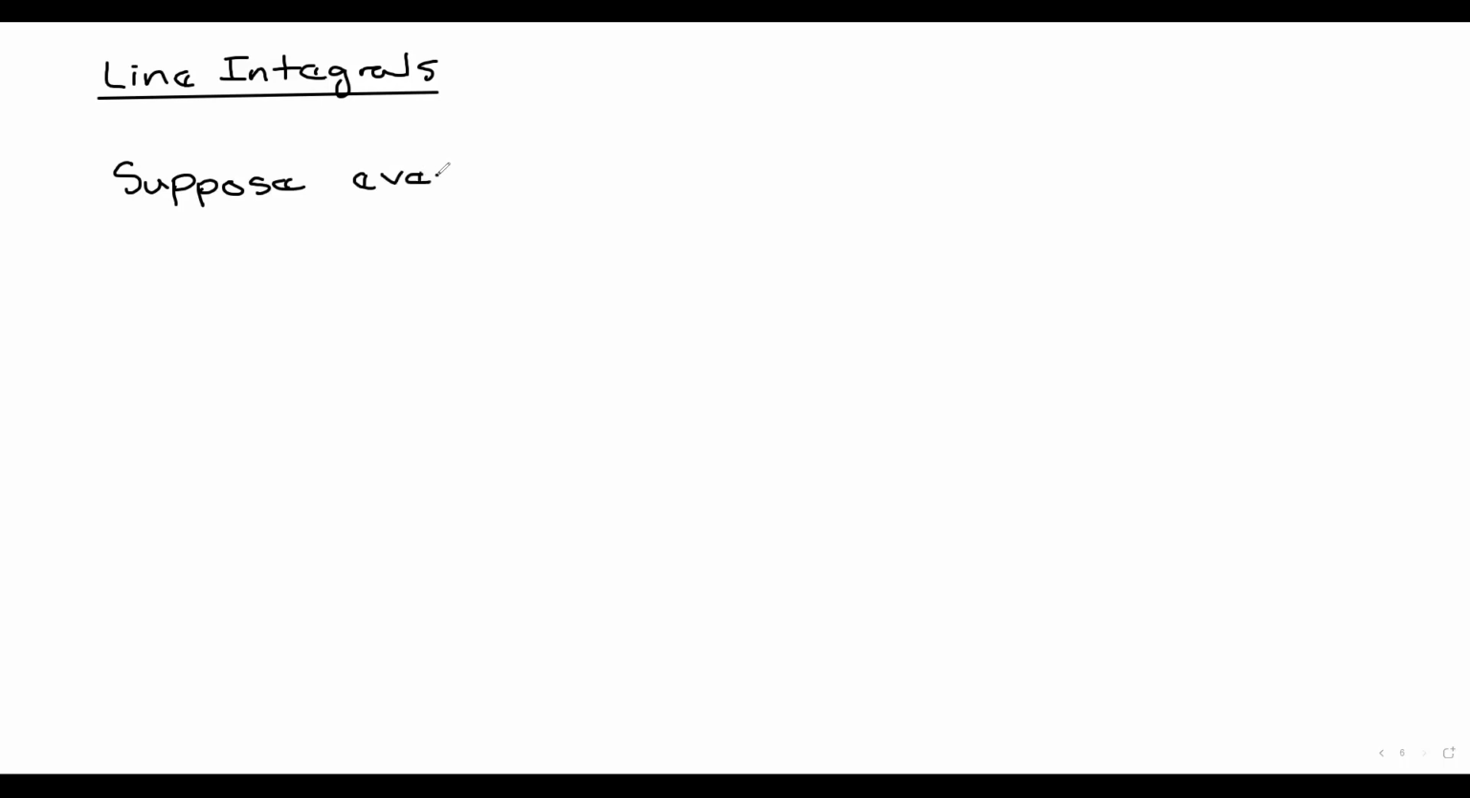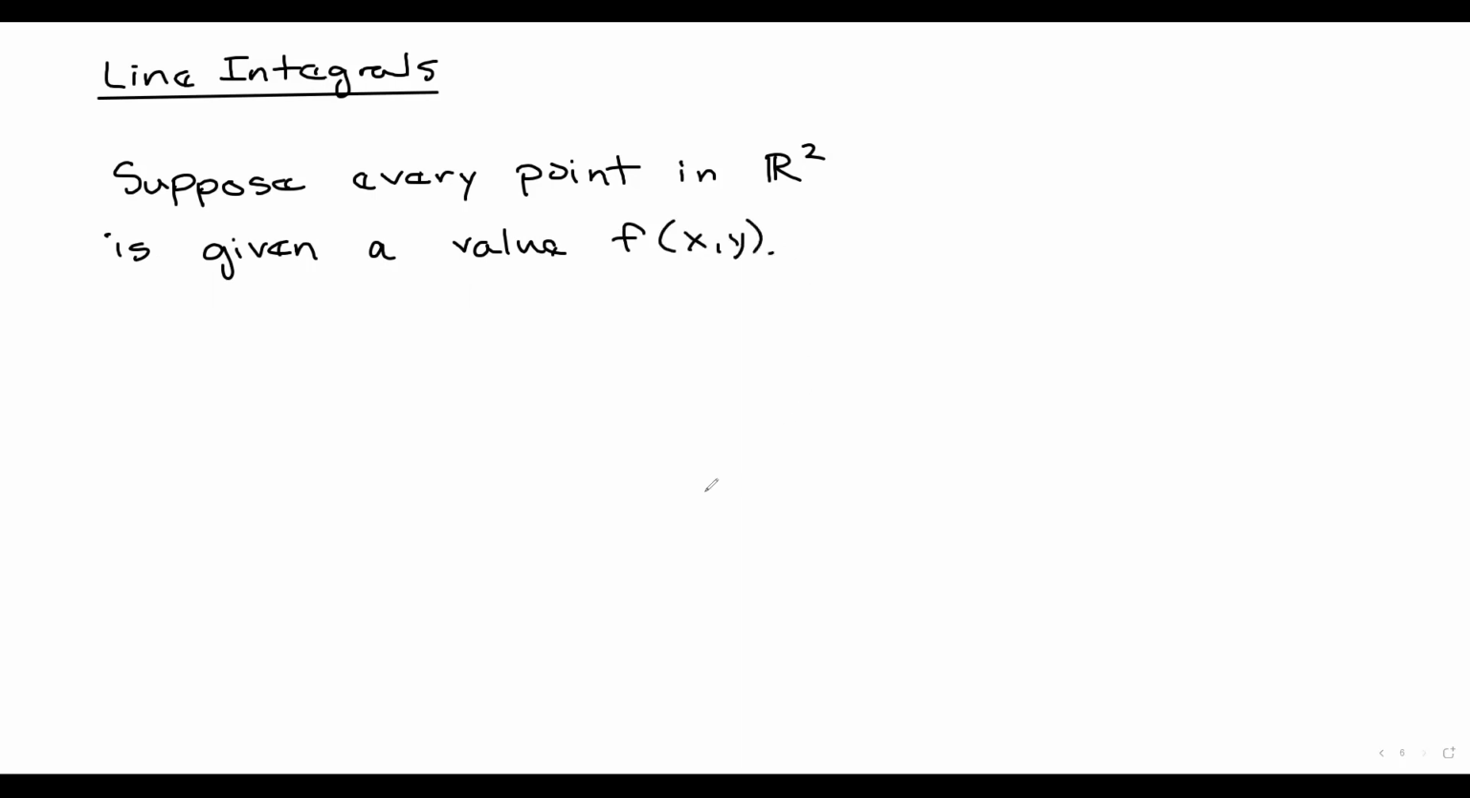All right, so that problem is going to be, suppose every point in R2, in 2 dimensions, is given a value f of x, y. All right, so we've got a function, you plug in a point and out comes a number. A number is produced and we're going to just say that that's the value at that point.